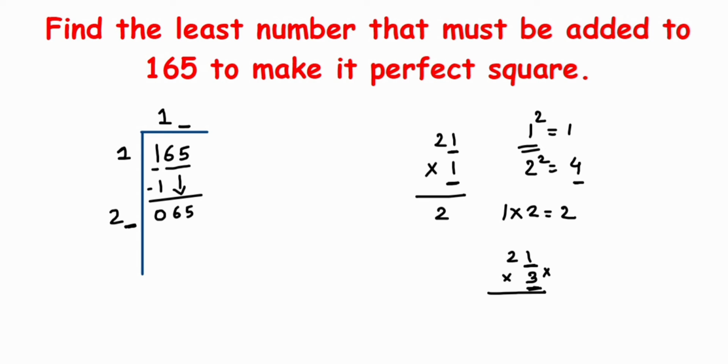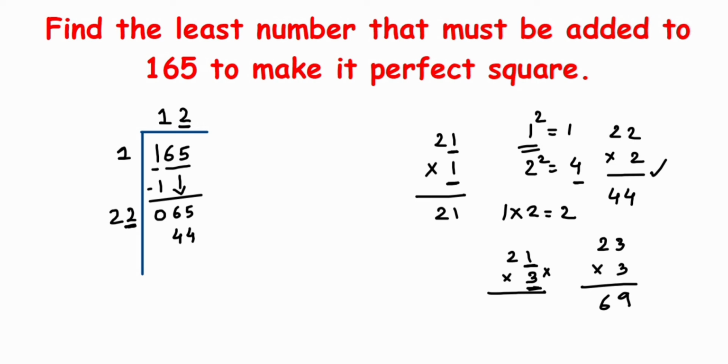It's still small because we have the number 65. So let me take 2. So 22 into 2 is nothing but 44. Okay, let's try with 3. So 23 multiplied by 3 is nothing but 69. That is becoming greater. So let us go with 2 itself. I'll write down 2 in the ones place and 2 in the quotient. So 22 twos are 44. Subtract it. You will get here 21.